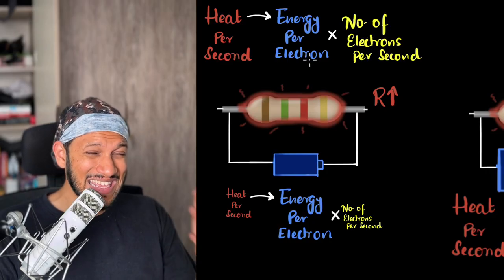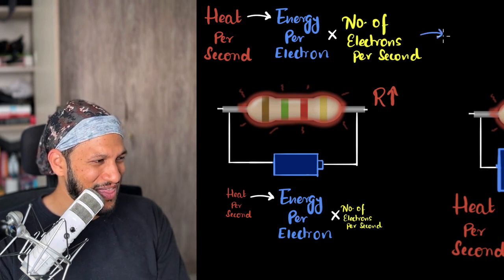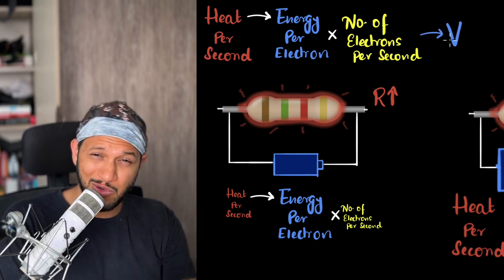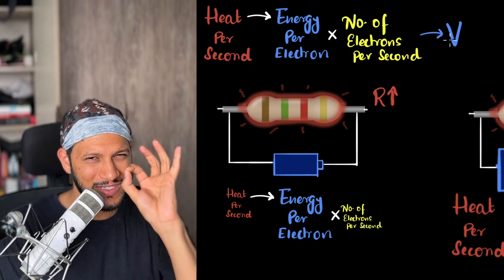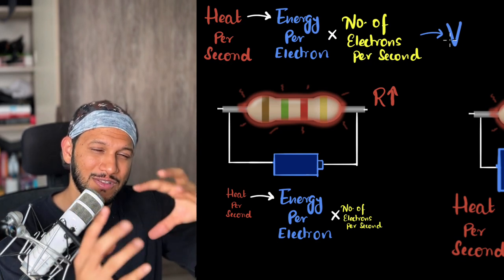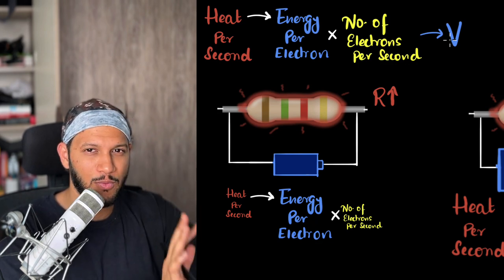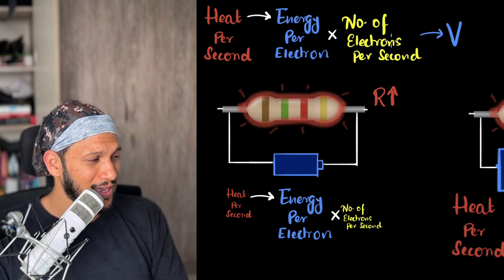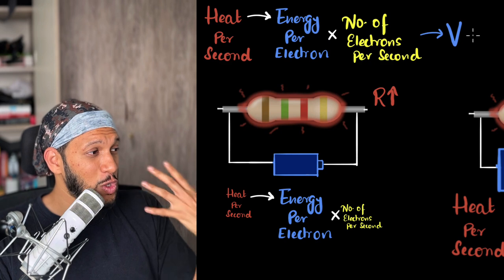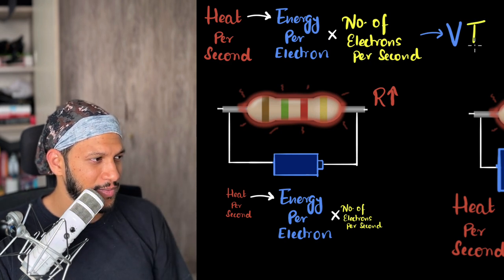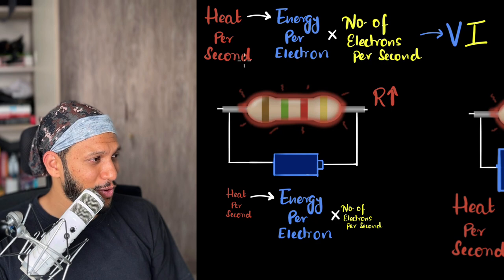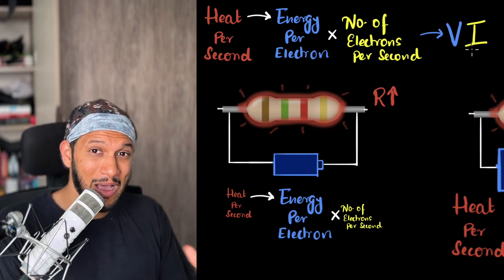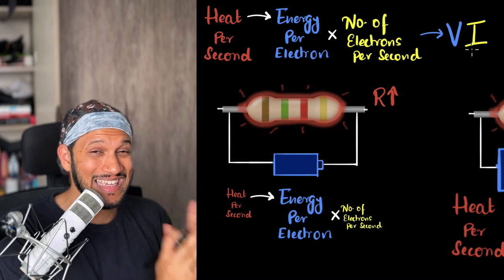Now, let's build a formula for this, and let's see if the formula makes sense. This energy per electron is basically the voltage. Voltage is actually energy per coulomb, not energy per electron, because the energy of a single electron would be so small. So we take a coulomb of electrons, and whatever energy it gains, we'll call that the voltage. But don't worry too much about that over here. And similarly, what is the number of electrons per second? That's the current. Again, current is the number of coulombs per second, not the electrons, but it's proportional to that. And so this is the formula for heat generated, V into I. This is the formula for the power generated, power dissipated, or power generated in any electric circuit.